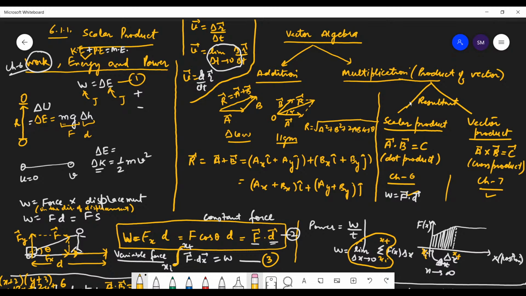Product of scalars has only one type of multiplication. 3 multiplied by 2 is 6. But in vectors, when we are finding the product of vectors, there are two kinds of products. One is scalar product and another is vector product.